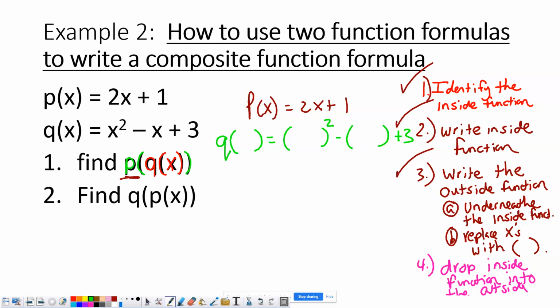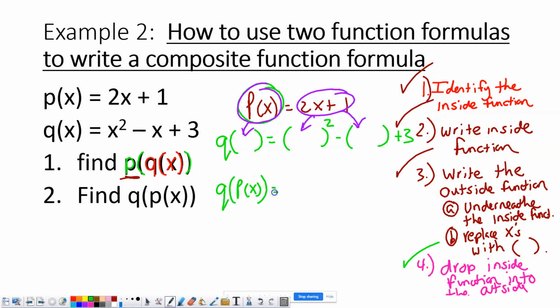And now we're ready for step 4. We're going to drop the inside function down into the outside function. So on the left side, this is going to drop down. I'll use a different color. This is going to drop down into here. And this is going to drop down here and here. You're going to put that 2x plus 1 in 2 spots because there were 2 spots for the x. So here's our final answer. Well, I guess it's not technically our final answer, but okay. So there's that.